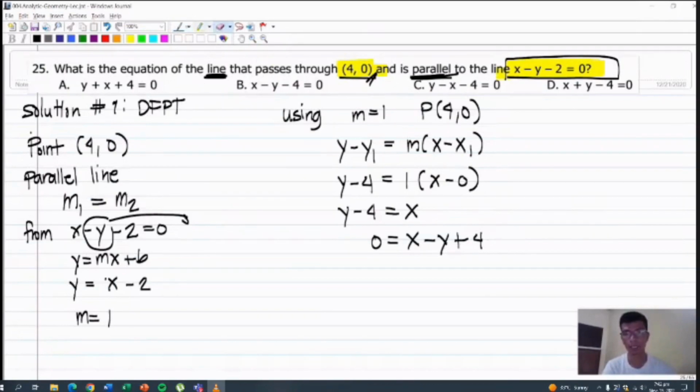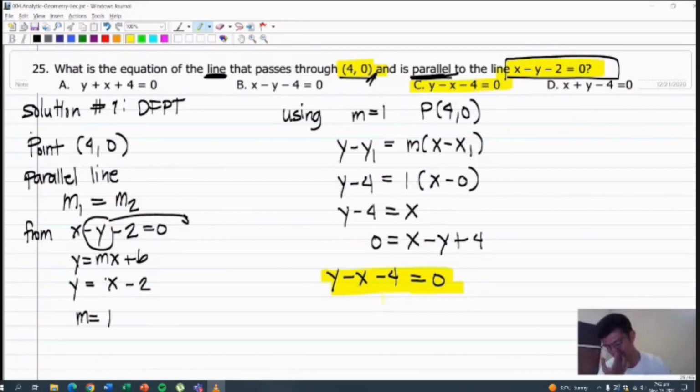Walang kamukha. So, ang gawin naman natin, si y naman yung positive. Si x ang ililipat. So, y minus x minus 4 is equal to 0. Palapit sa base, hindi siya lalapit is the letter C. Tama ba? Kasi letter B ang answer dito.